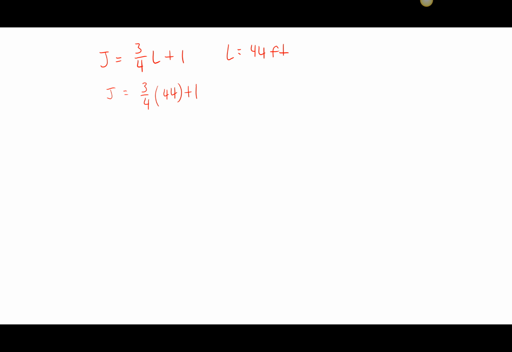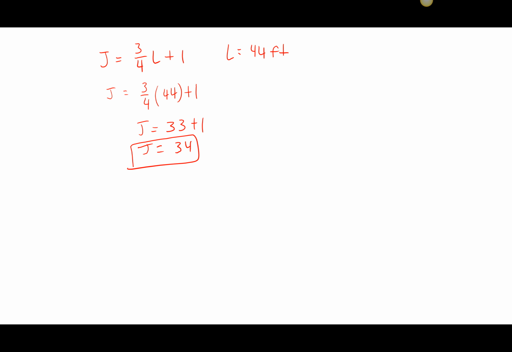So first, by order of operations, we need to multiply 3/4 times 44. And when you do that, J equals 33 plus 1. So then you add 33 plus 1, and J equals 34. So you need 34 joists for that given length. Okay? So you just write down what you need, write your formula, write down what you have, and see what you need. Okay? Let's look at another example.